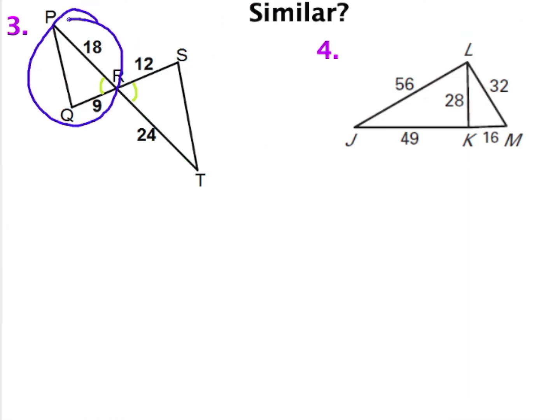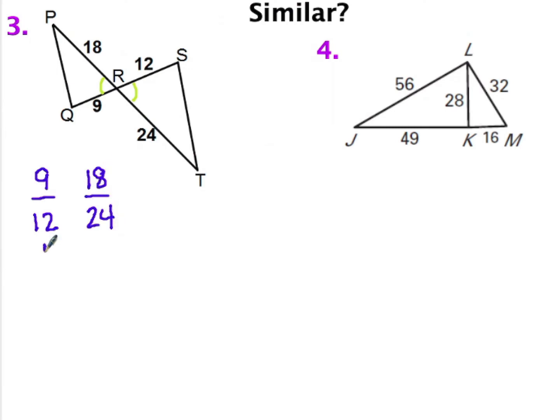So on this first triangle, I'm going to take the shortest side and compare it to that shorter side on the second one. And then I'll take the 18, that longer side, and compare it to the 24. Great news. Those two sets of sides are proportional. Now I only have two sets of sides, but luckily I have the angle that's between them congruent. So I can say yes, those are similar by the side angle side similarity theorem.